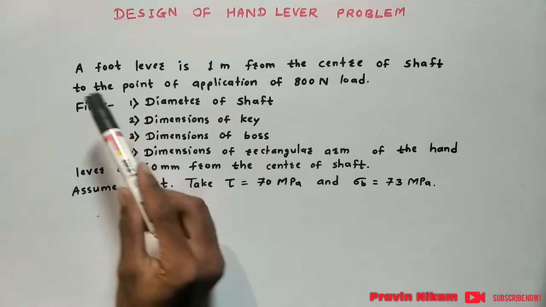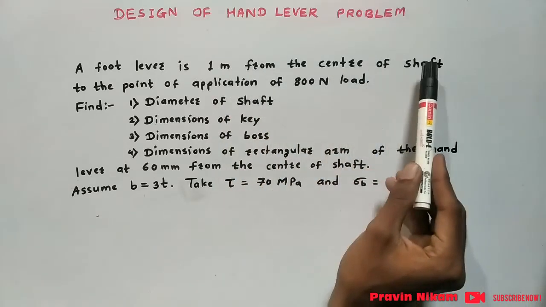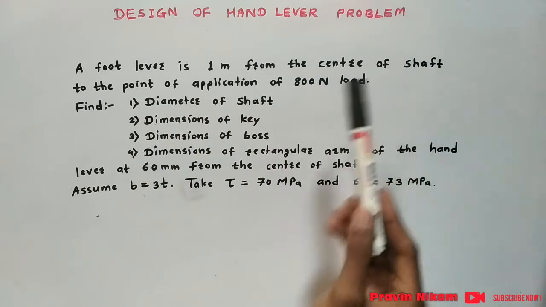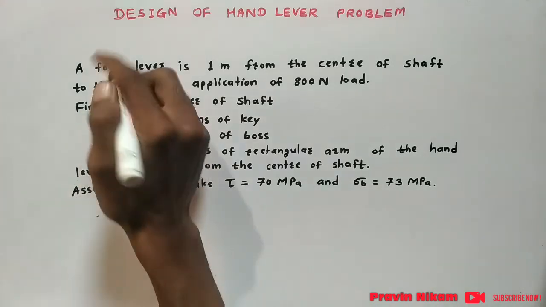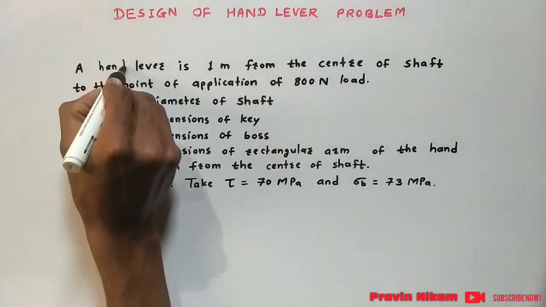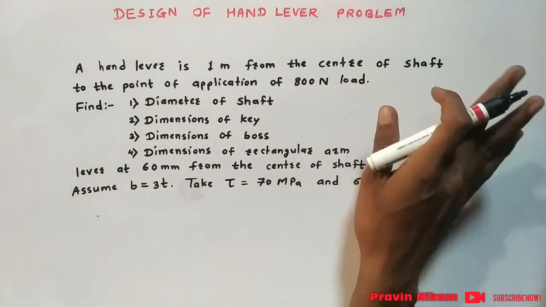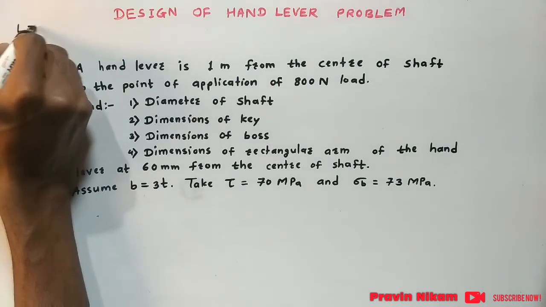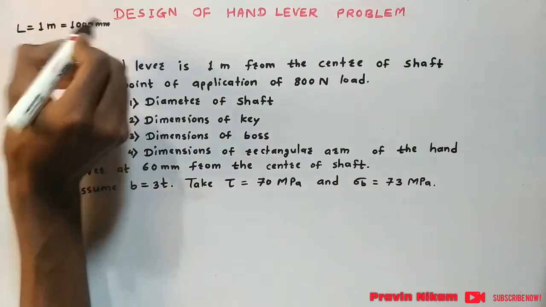Now in this problem a hand lever is 1 meter from the center of shaft. So here what is given? Capital L is given, that is 1 meter. So that is equal to 1000 mm.